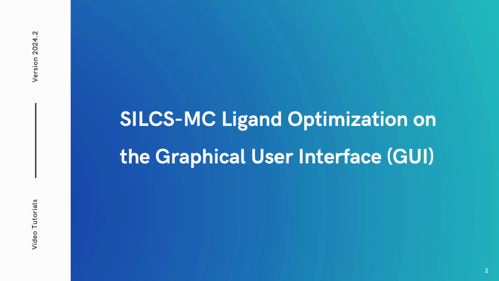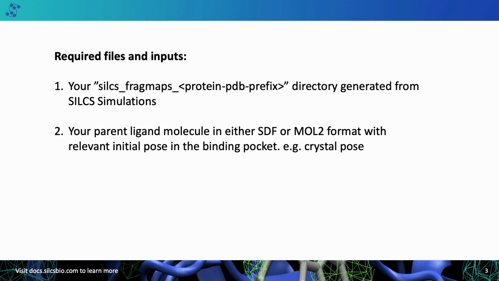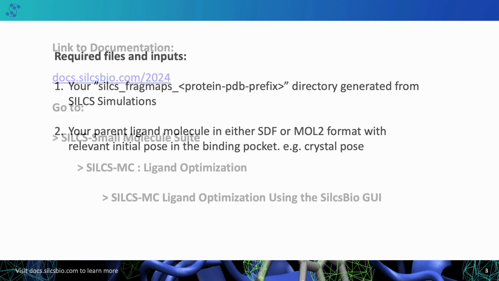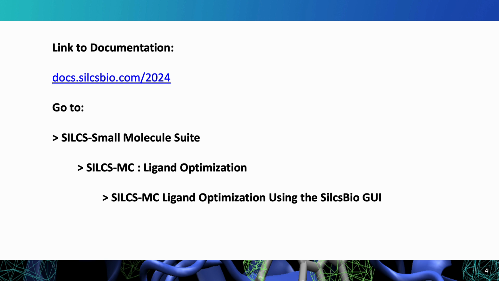In this video, we will go over how to run ligand optimization for a parent ligand with SILCS-MC calculations using the graphical user interface. For this tutorial, you will need the directory with SILCS frag maps for your target. You should have generated this using the SILCS simulations module. Additionally, you will need the parent ligand molecule in STF or mol2 file format that you want to modify and optimize.